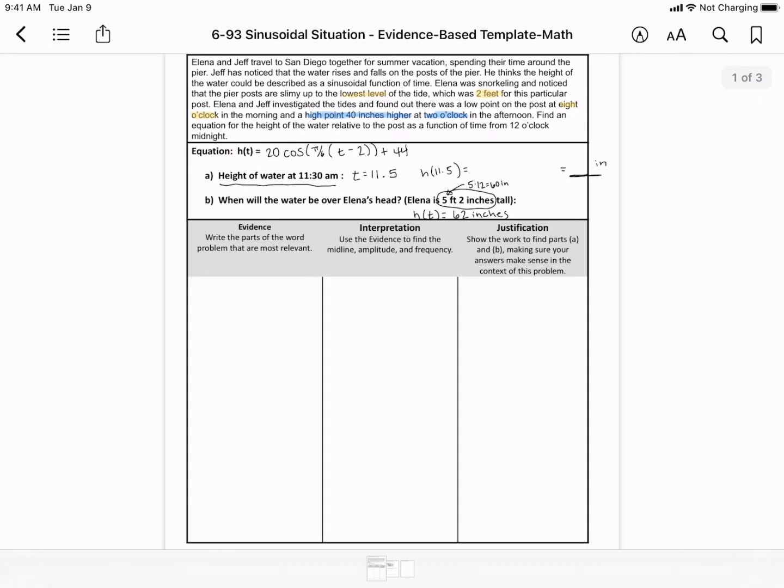All right. This is very similar to your PBL. I hope that you were able to understand some of this. Good luck finishing the problem.